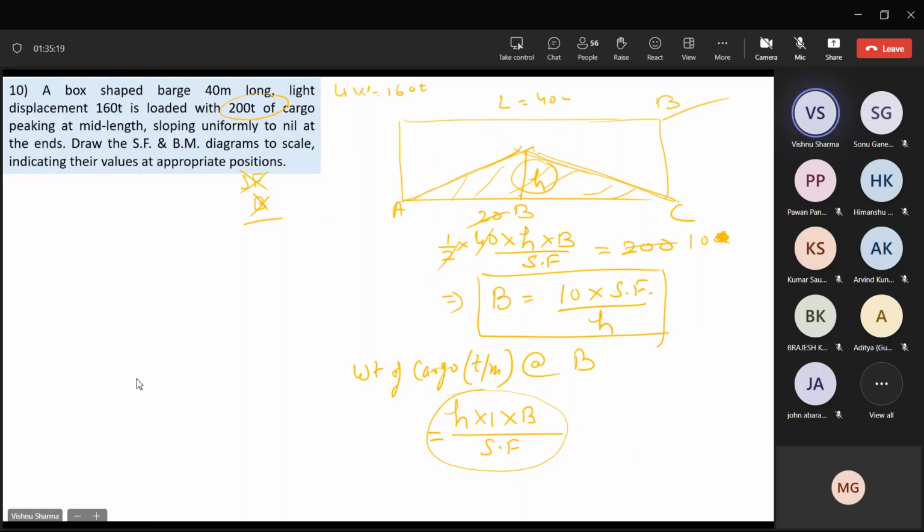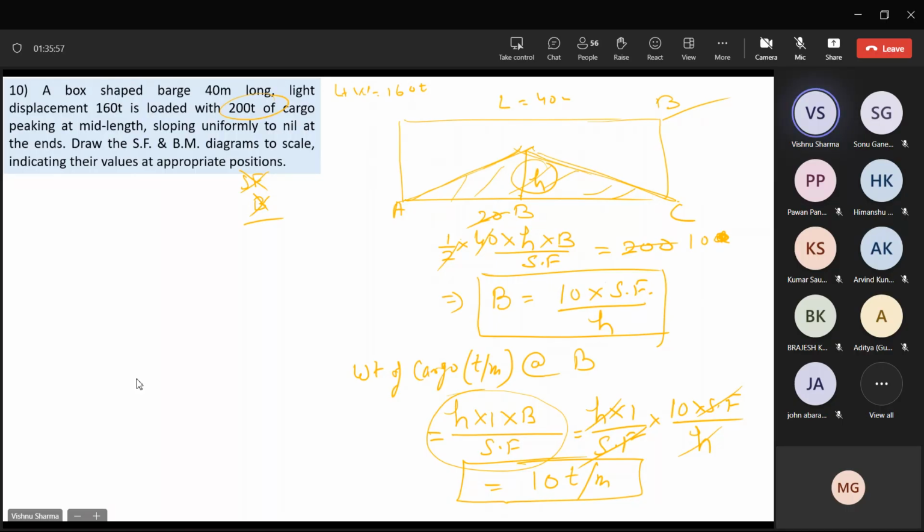We replace the value of B here from the above expression. So H into 1 upon stowage factor is from this formula, and B is given as 10 into stowage factor upon H. Now stowage factor and stowage factor get cancelled, H and H get cancelled. That means weight of the cargo at B is 10 tons per meter. Weight per unit length of cargo at B is 10 tons per meter, which you will use in the load table. This was the new thing in this question.